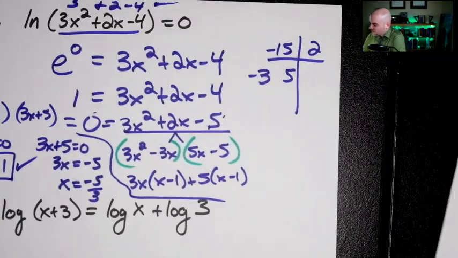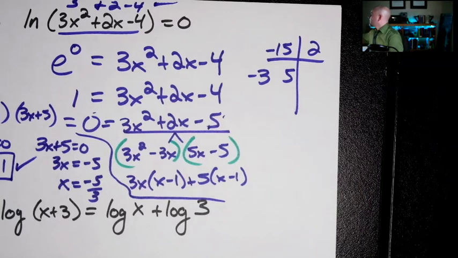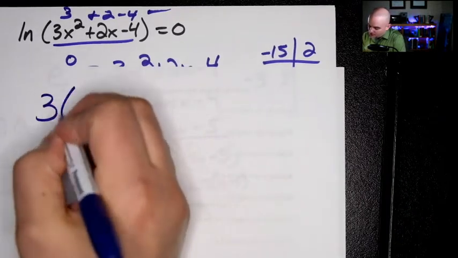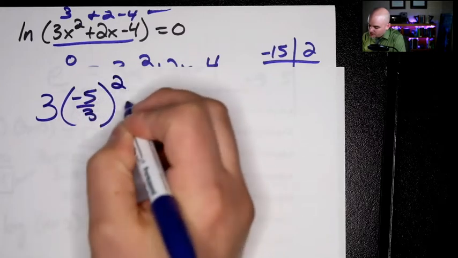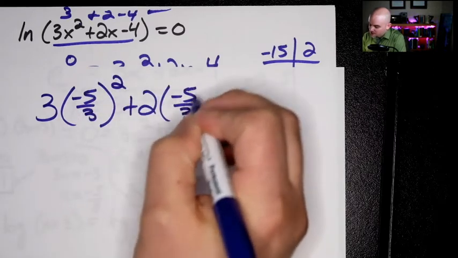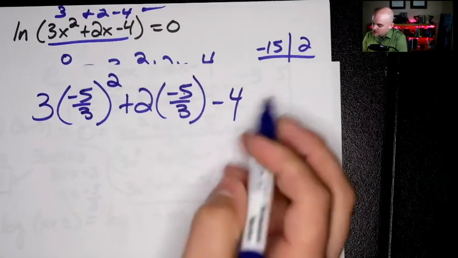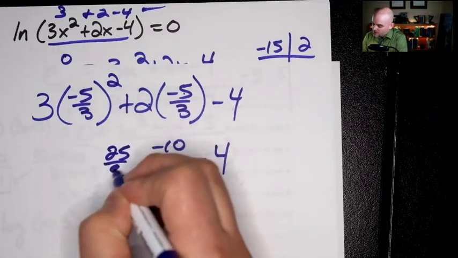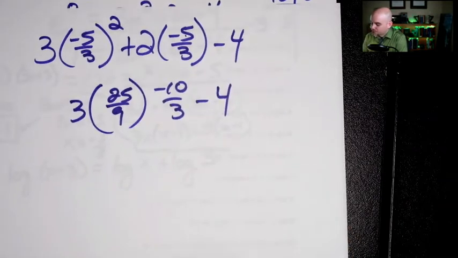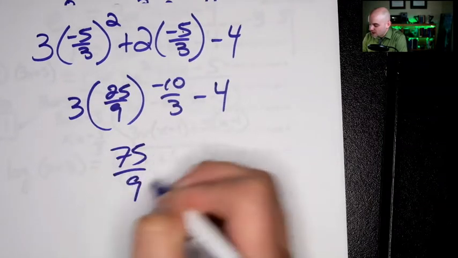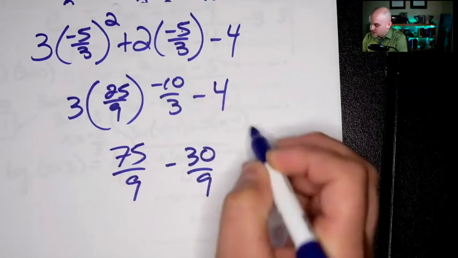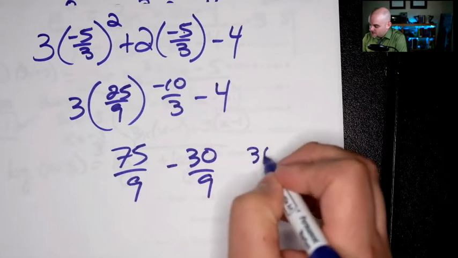If I put it in, let's grab a scrap sheet of paper here so I can have a little room to do this work. Negative 5/3, that's what we need to put into 3 negative 5/3 squared plus 2 times negative 5/3 minus 4. So this becomes negative 10 over 3 minus 4. And this squared gives me 25 over 9. And then we're going to times that by 3, which is 75 over 9. I'm going to go ahead and put this into ninths. I'm going to get minus 30 over 9, put this into ninths, and I've got 36 over 9.